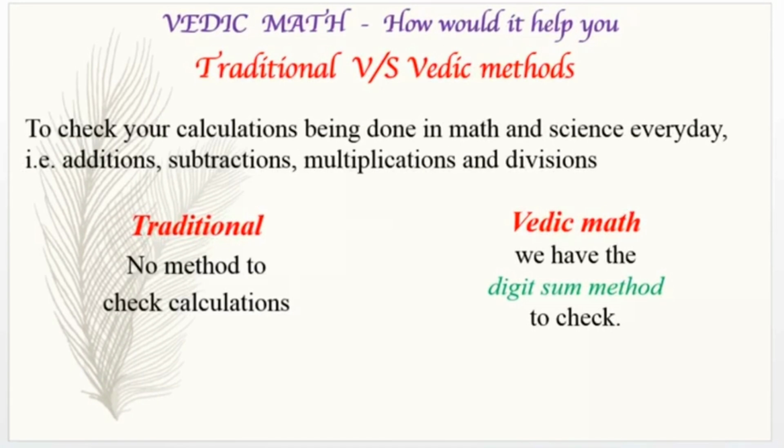To start with, I have chosen to take up the digit sum method for checking our additions, subtractions, multiplications and divisions, which all the students are doing every day while studying math and solving numerical problems in science. Traditional method has no method to make sure that one's calculations are correct or not. And for this, we have to know what is a digit sum.